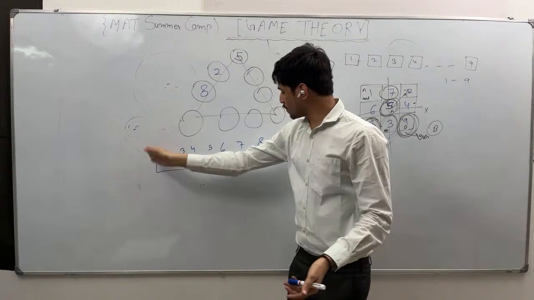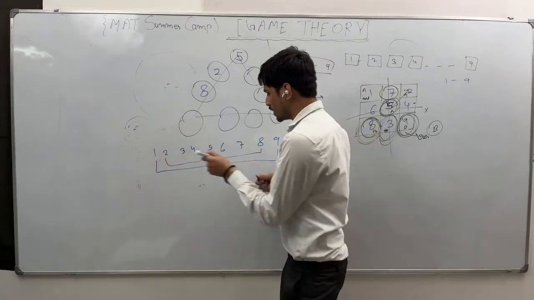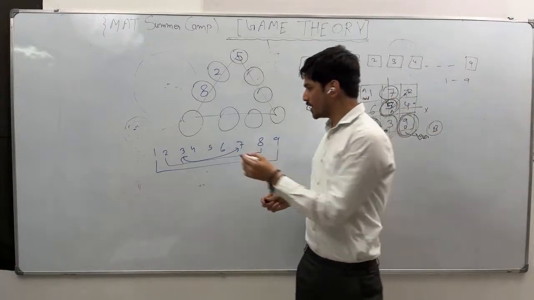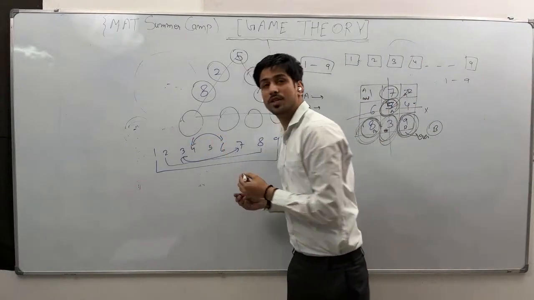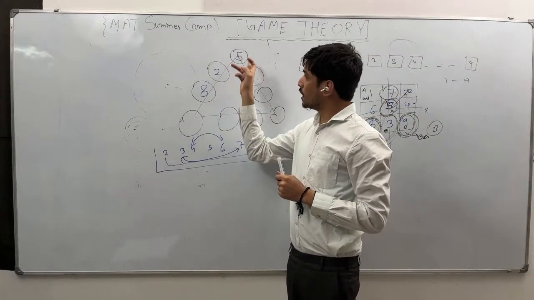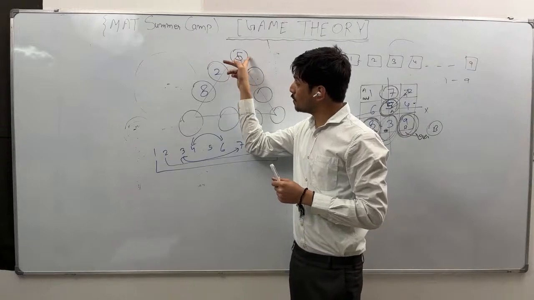You see, 1 has opposite 9, 2 has opposite 8, the opposite of 3 is 7. Opposite in the sense I am talking about, the sum is 10, right? And 4 has opposite 6. 4 plus 6 is 10. Now, let's say 8 plus 2, 10. Now, you are putting such a number that this number has no opposite.